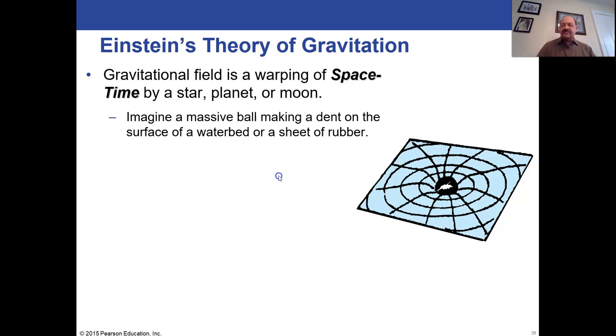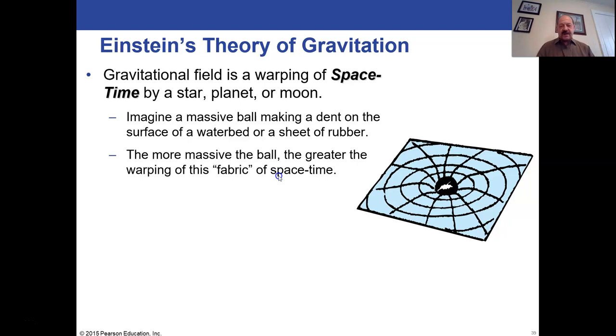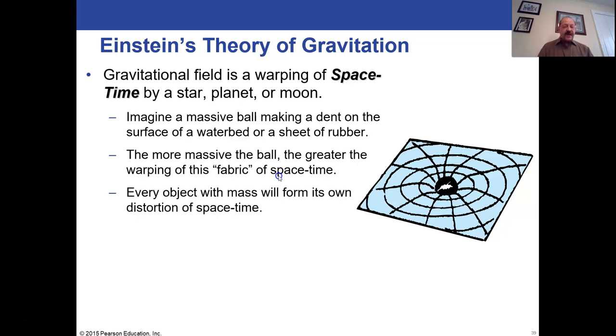And this is a kind of a halfway vision of the distortion of a 4-dimensional space-time, but it allows you to kind of vision with the human brain what's actually happening, the way Einstein sees what's happening with gravitational fields warping space-time. So the bigger the ball, the greater the warp in the fabric, and every object with any mass will form its own distortion.